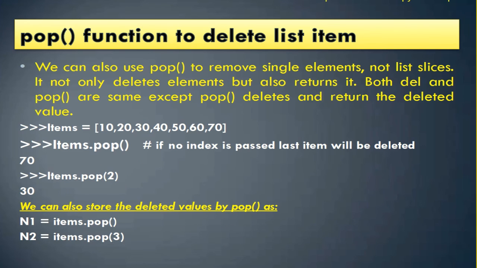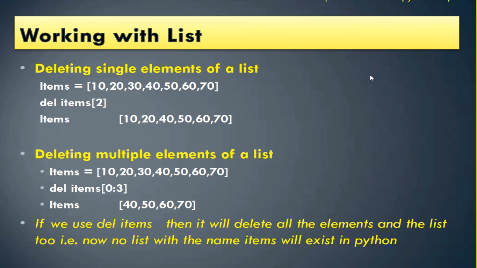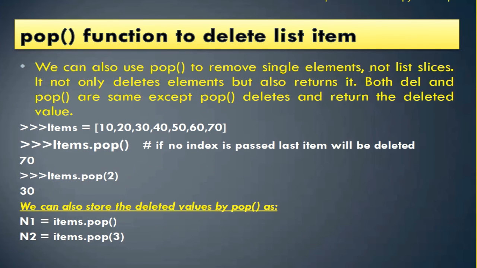Next, the pop function. What is the pop function? The pop function deletes a list item. We can use pop to remove a single item, not list slices. For list slices, we have to use the del statement. But for a single element you can use the pop function also. It not only deletes the element but also returns it. Both del and pop are the same, except pop deletes and returns the deleted value.